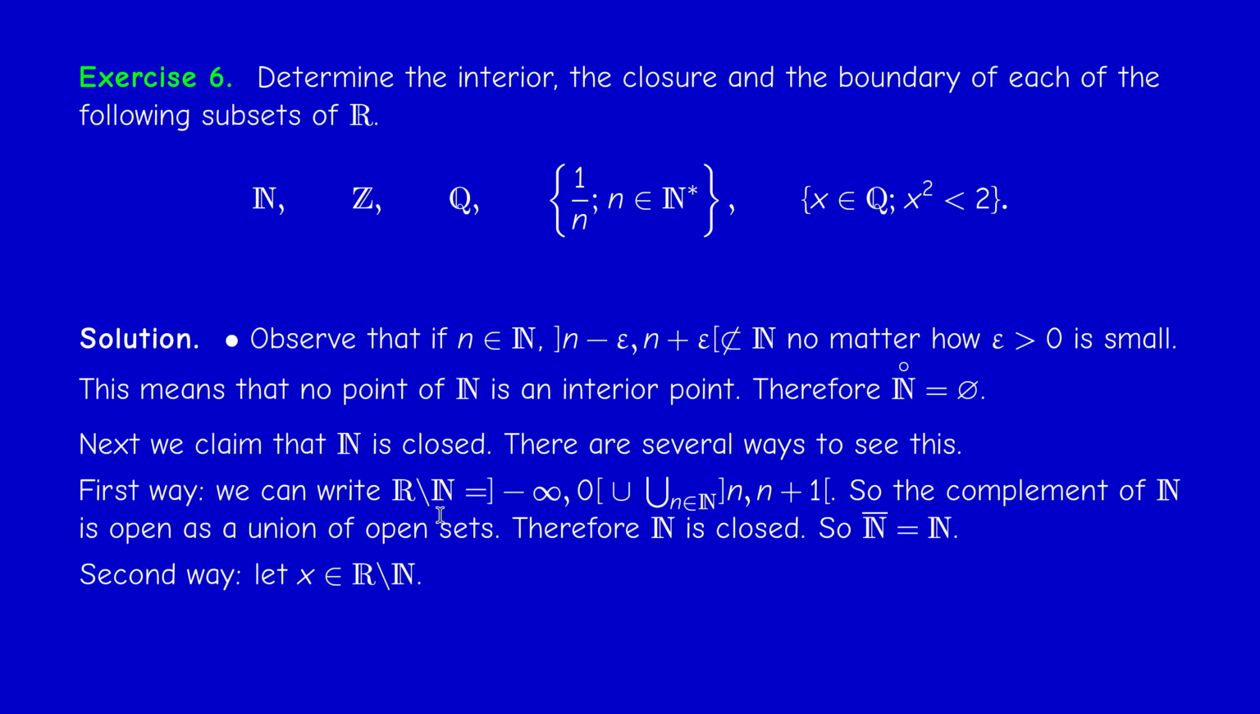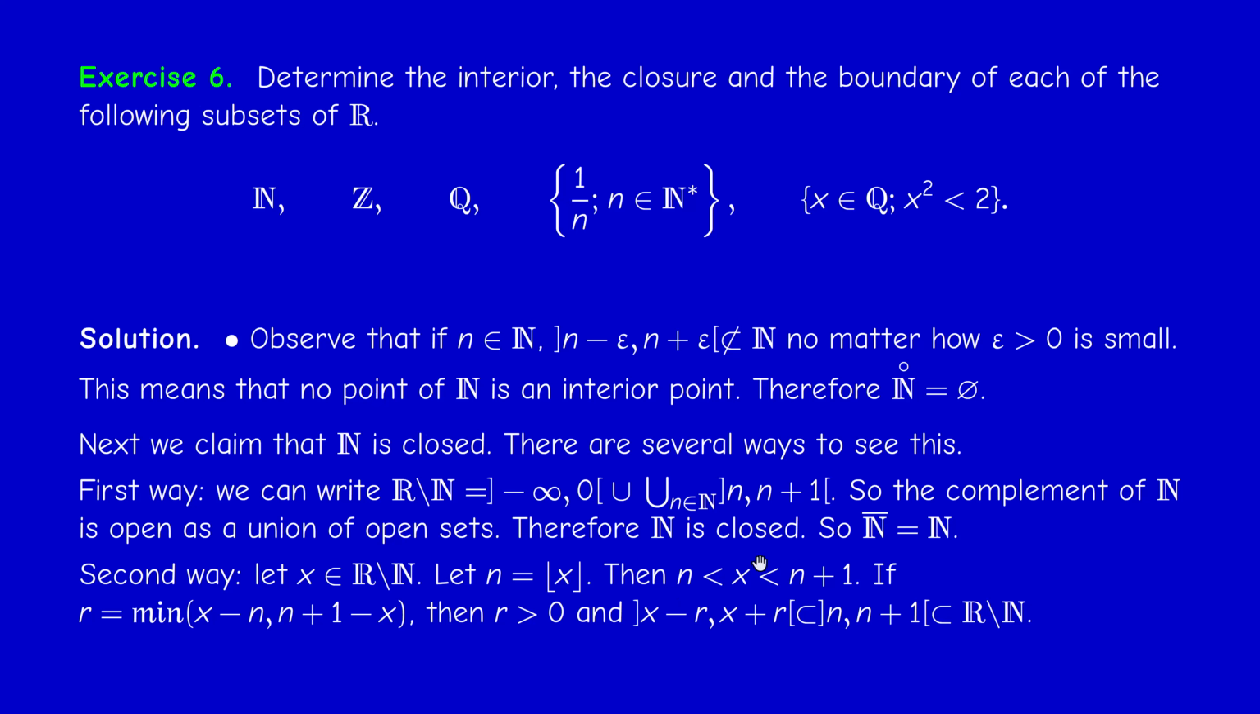Okay, second way. I want to prove that this is open. How do I know that? I go back to the definition. Take x in the complement of the integers, and take n to be the floor function of x. Then x is between n and n plus 1, and it cannot be equal to n because it's not an integer. So I have a strict inequality here.